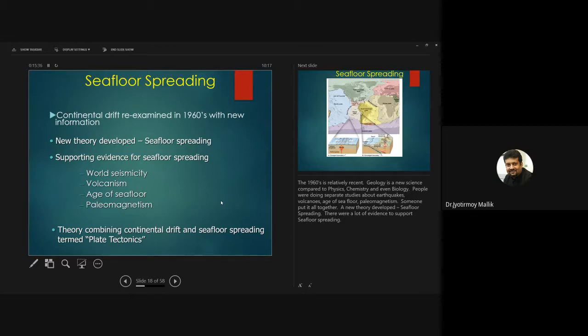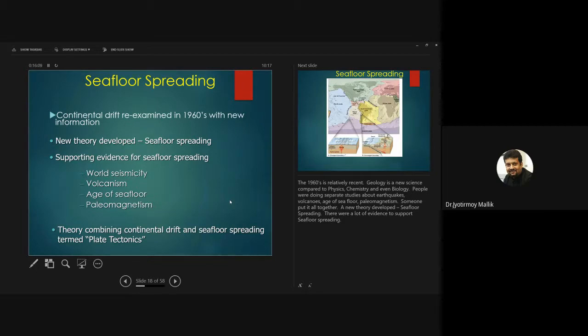So geology is a new science compared to physics, chemistry, and even biology, if you think about it. People were doing separate studies about earthquakes, volcanoes, age of seafloor, and paleomagnetism, and someone had to put it all together. And that was done, not by a single scientist, but by different people around the world. When all these things were put together in the 1960s, the theory of plate tectonics came. Now the 1960s is not that long ago.